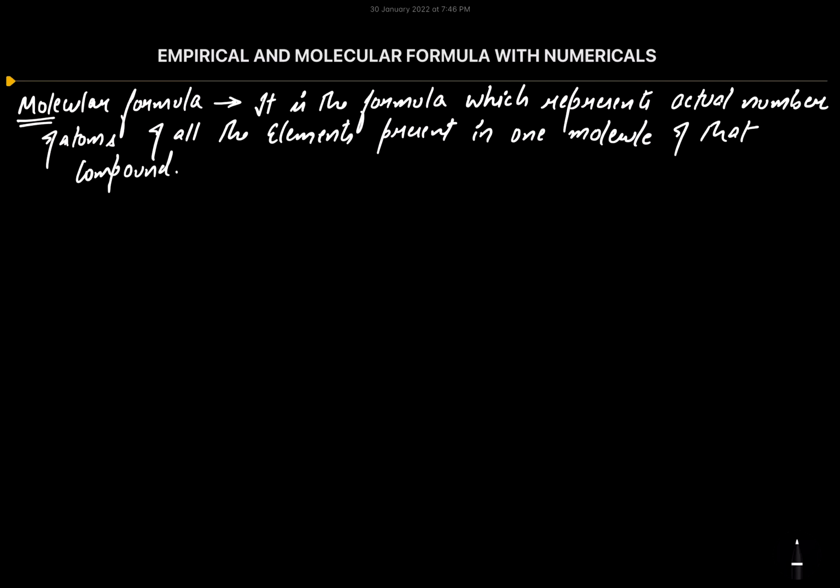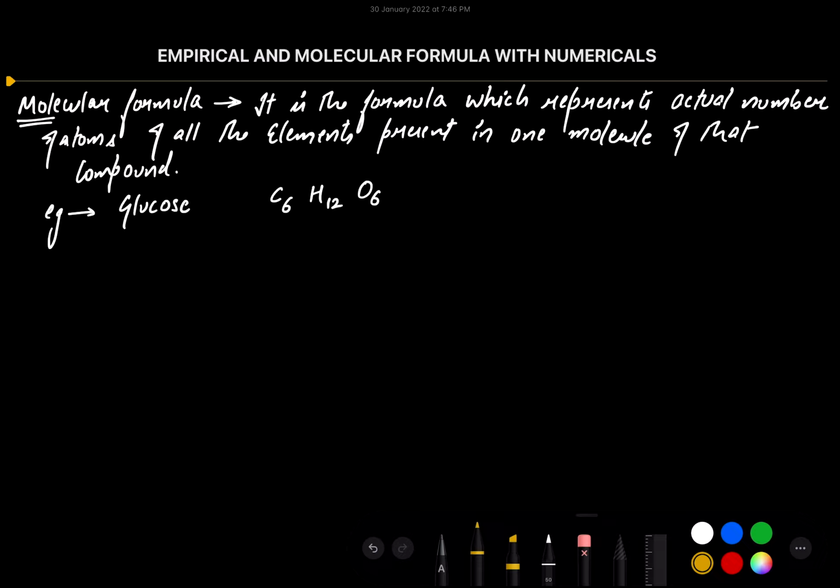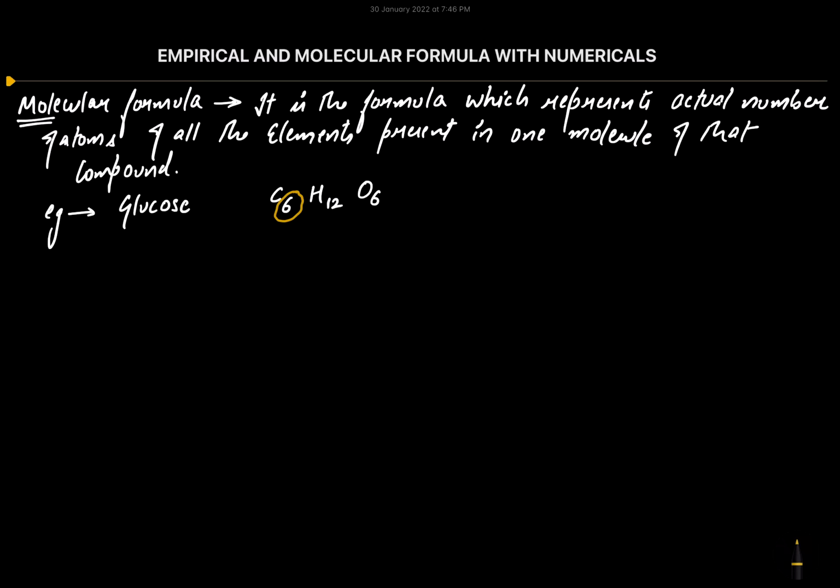Let me take an example for you. I'm taking the example of glucose. What's the molecular formula of glucose? It's C6H12O6. What is the molecular formula representing over here? This molecular formula represents that a molecule of glucose has 6 atoms of carbon, 12 atoms of hydrogen and 6 atoms of oxygen. So molecular formula is representing the actual number of atoms of carbon, hydrogen and oxygen present in one molecule of that compound, that is glucose.